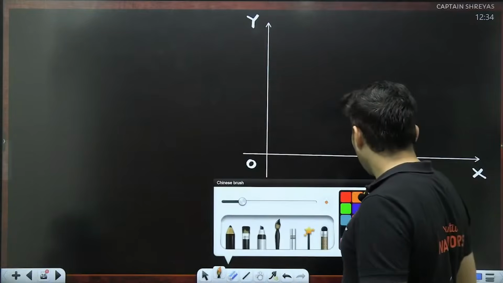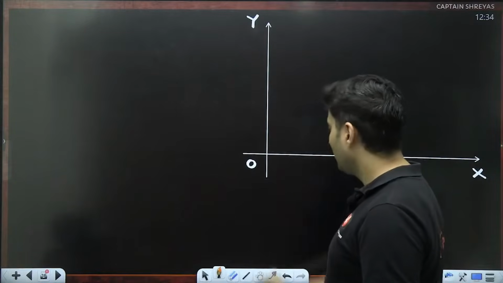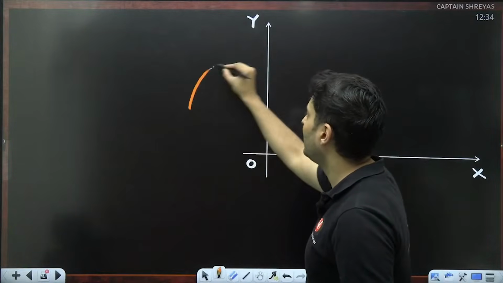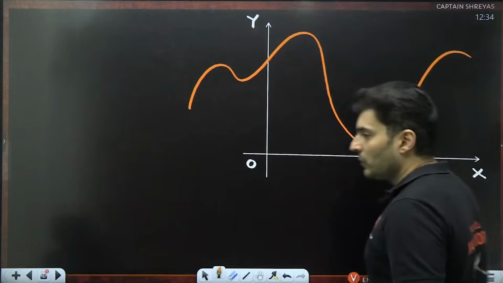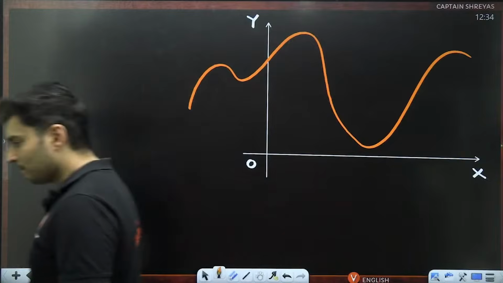So let's see properly now what is maxima, minima. What is this concept of maxima and minima? What is the meaning of maxima and minima?